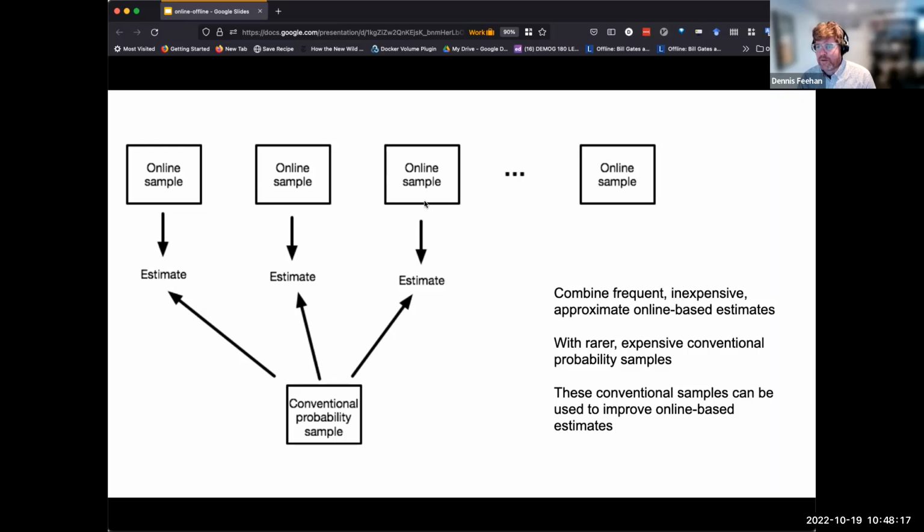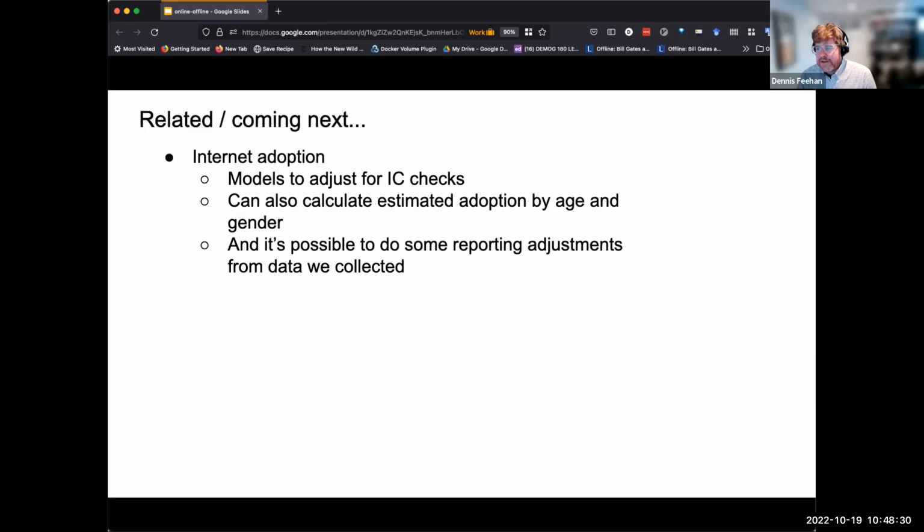We have a census every 10 years and we do probability samples every couple years. Well, you could do a probability sample every couple years and online samples every other day or something, depending on what you're trying to study. So that's one direction I think that this kind of work could go in.